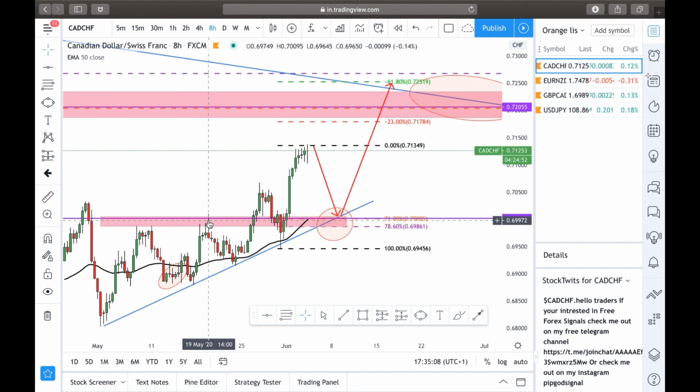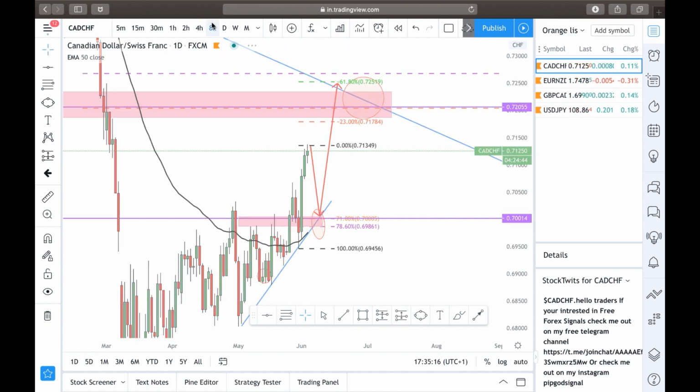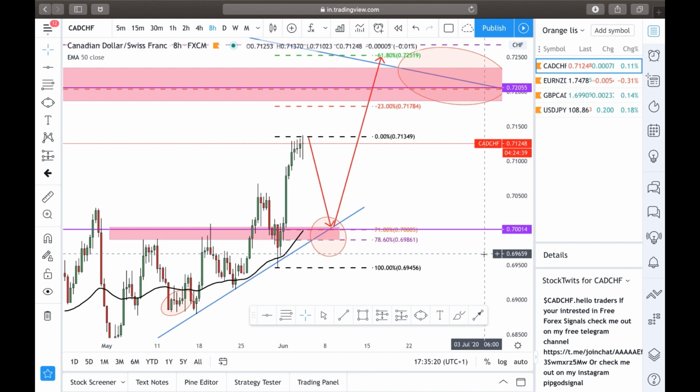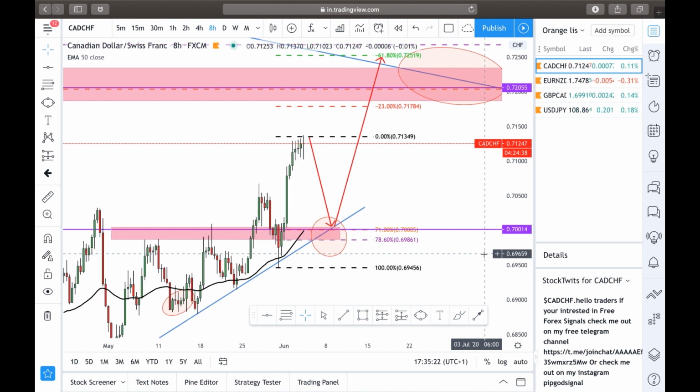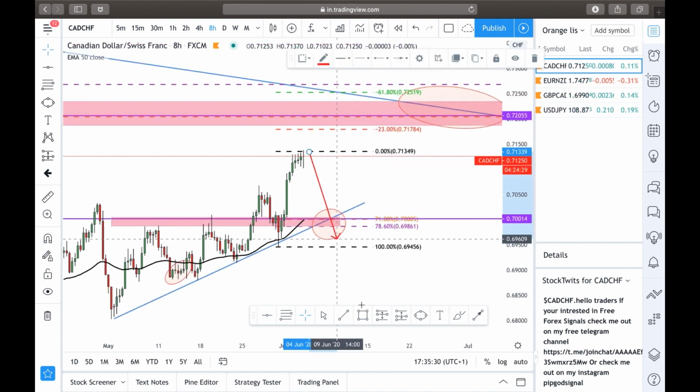Resistance now support, psych level 0.700. We have the daily EMA, which is coming in here also. So that's 4. And then if we see candle rejection, that'll be 5. That's 5 confluences to take a buy. So that's that. But obviously, if this doesn't reject this region and breaks straight through, then we'll be looking for a sell. It's literally that simple.